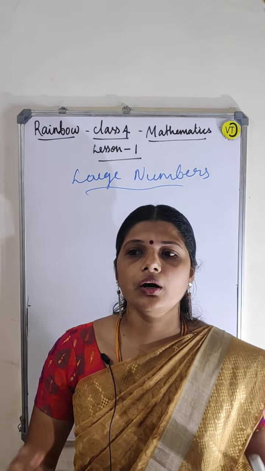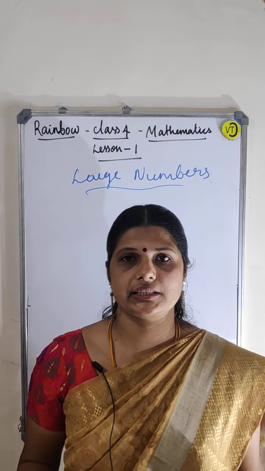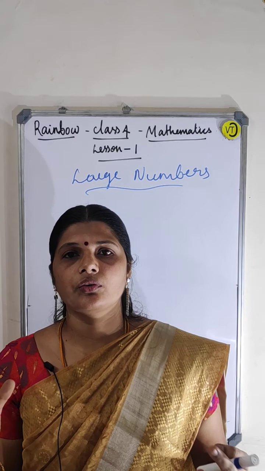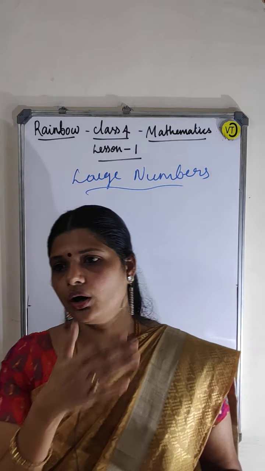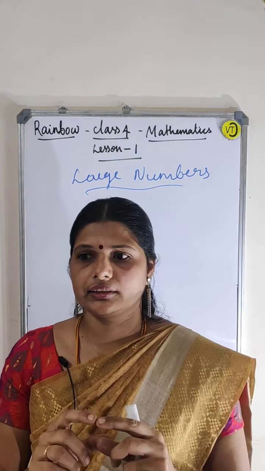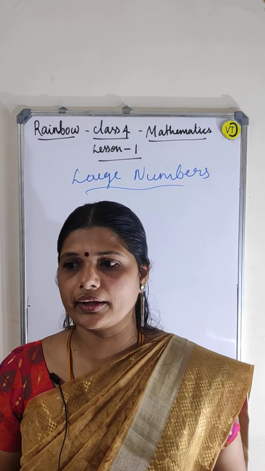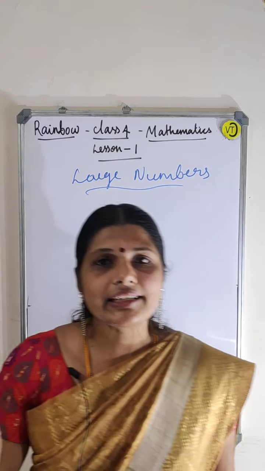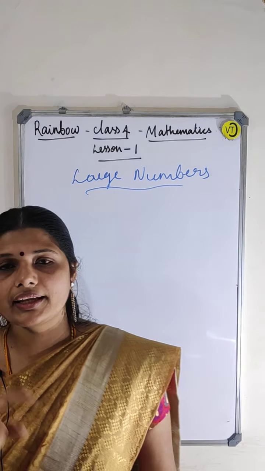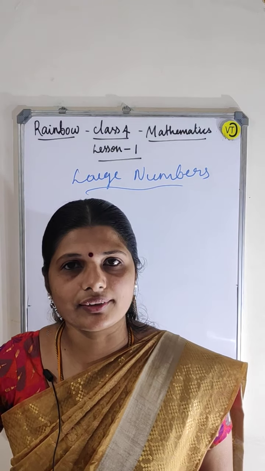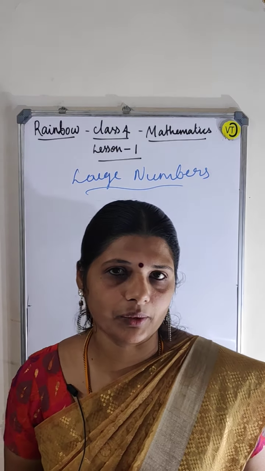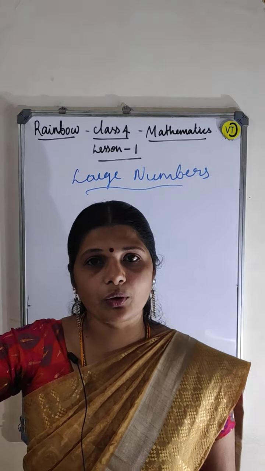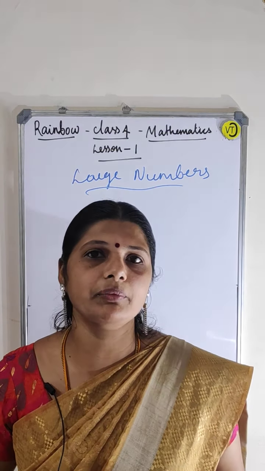Next thing is forming numbers with the given digits. Okay, how to form the numbers? Suppose we have to form a 6-digit number using the digits 1, 7, 4, 9, 2, 5. Then the greatest number would be what? 975421. So how can I get this number? You have to write the digits in descending order, big to small. If you write that, you will get the largest number.